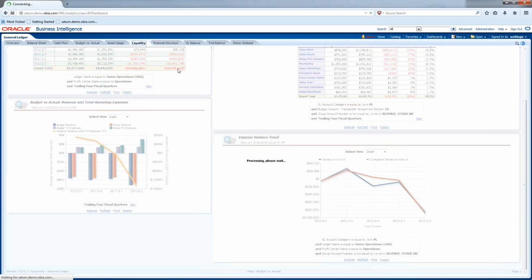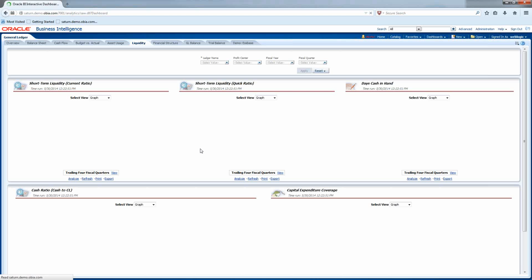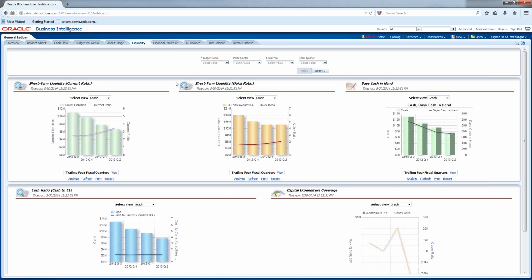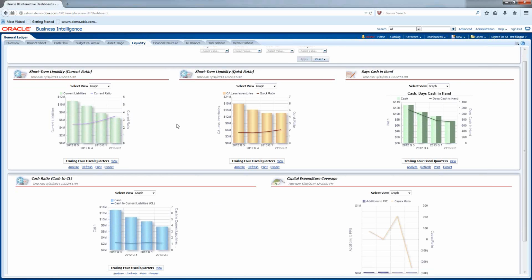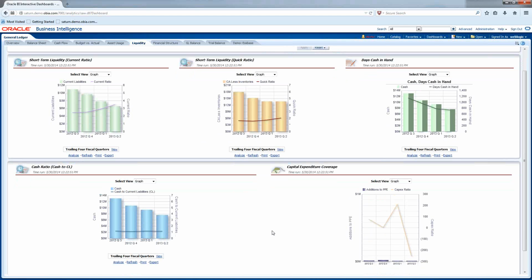Another important measure, I'm moving to liquidity. Here we can see a graphical analysis of our liquidity at an organizational level. We're looking at short-term liquidity, cash, daily cash in hand, capital expenditure coverage, as well as our cash run rate.